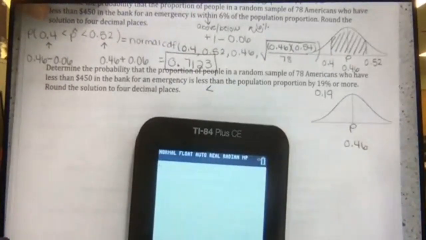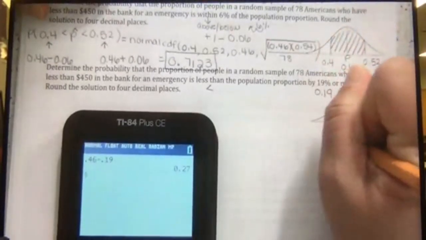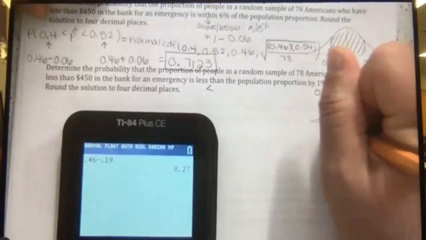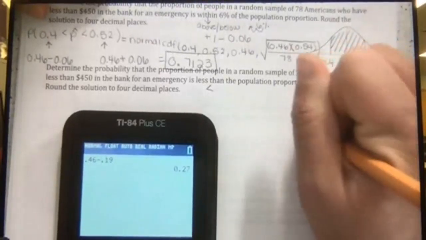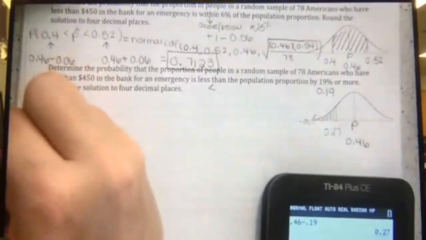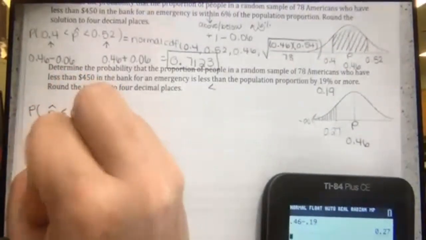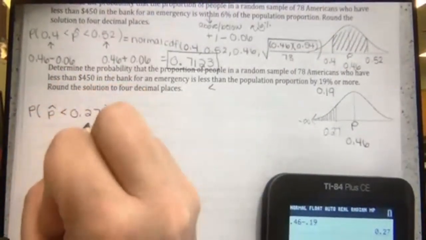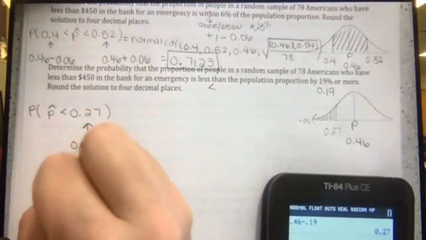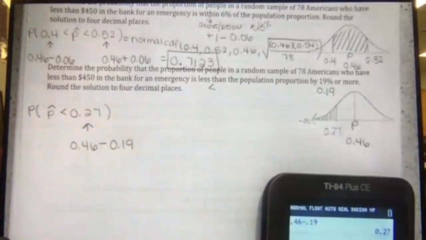We're talking about less than 19%, so 0.46 minus 0.19 would give us that 0.27 or less. So everything to the left, going on forever towards negative infinity. Again, just the weird wordiness. So we're looking for the probability that p hat is going to be less than 0.27. For our notes' sake, we got 0.27 because it was our p-value, 0.46, minus that 19%, minus 0.19.